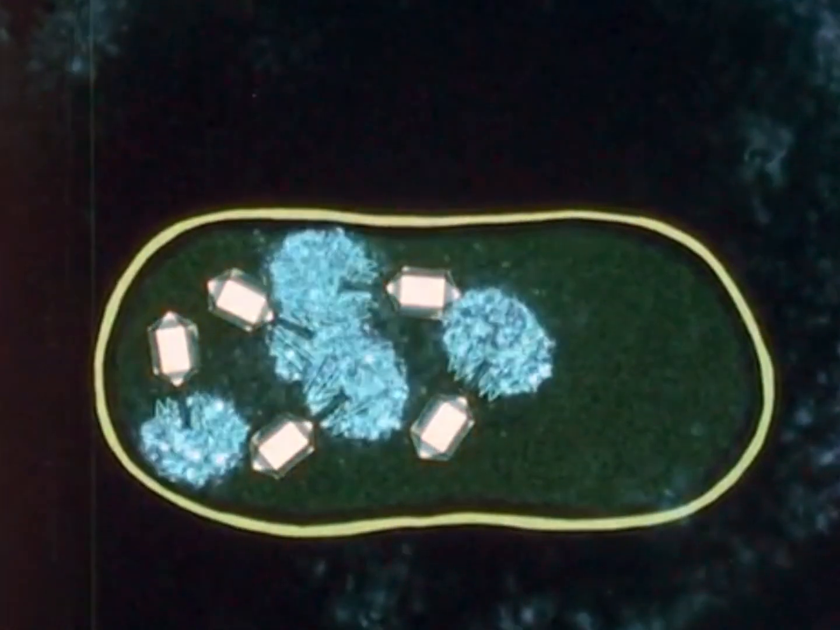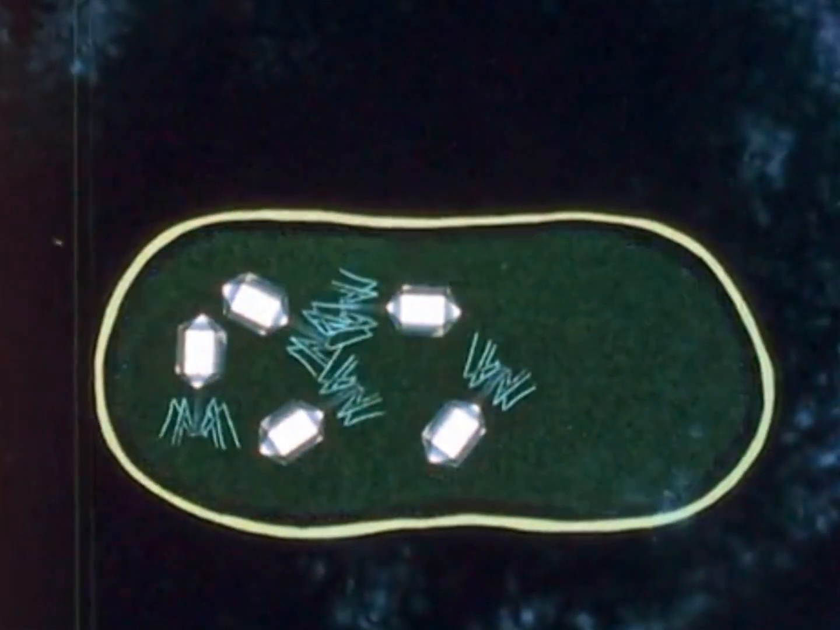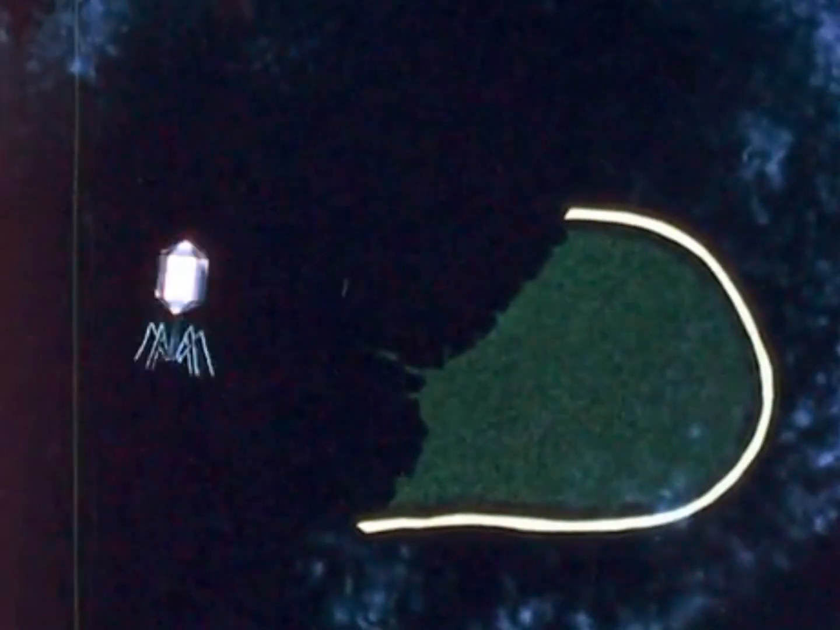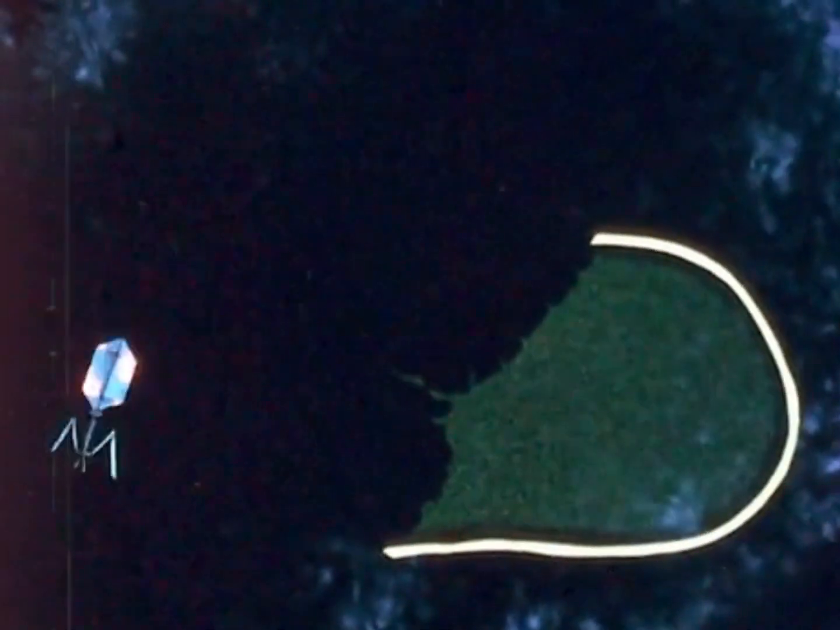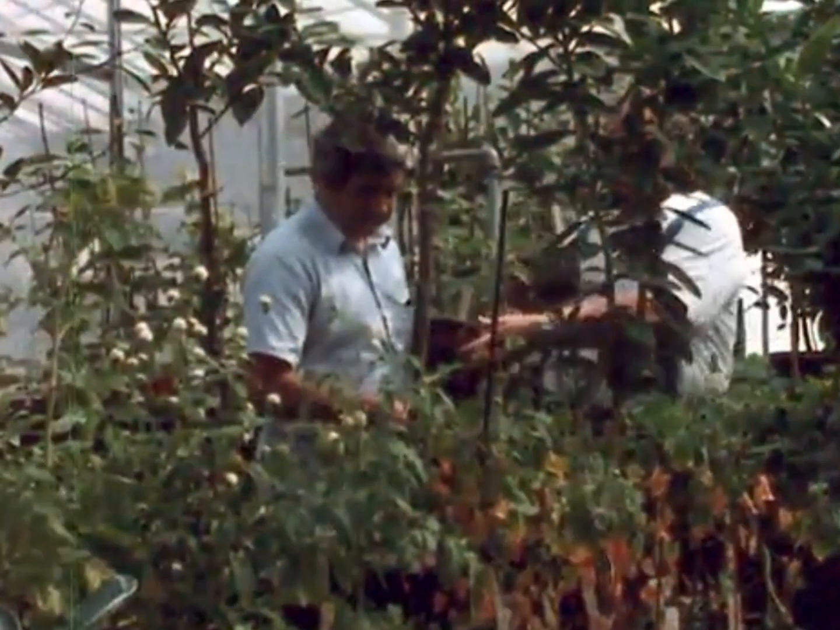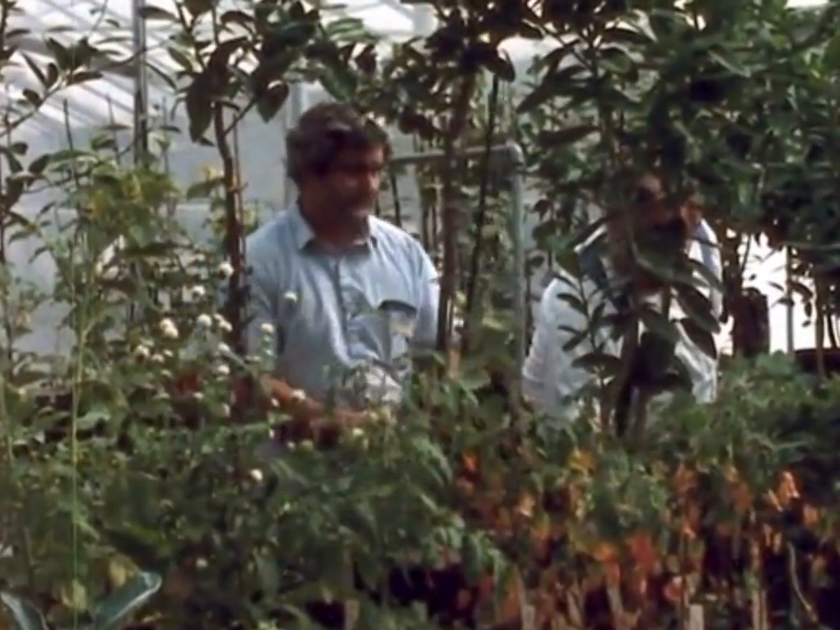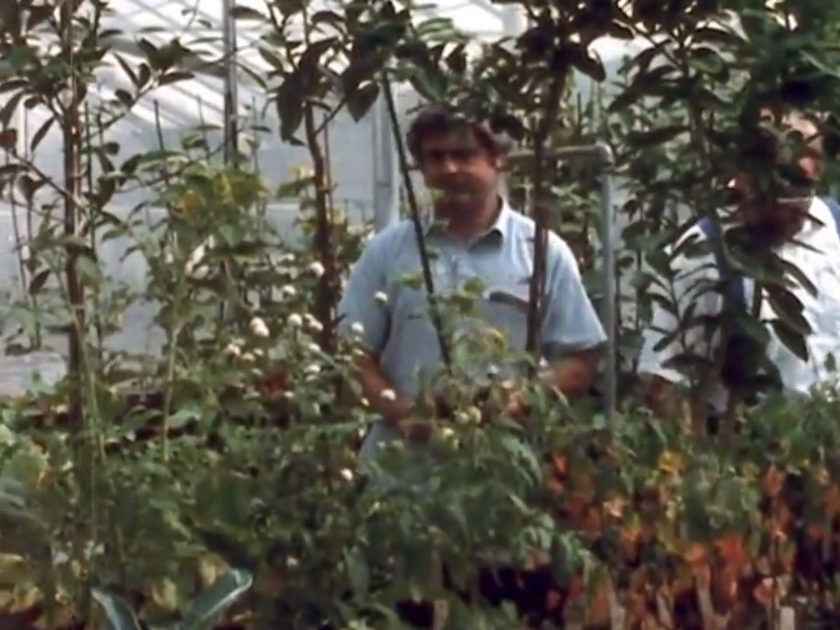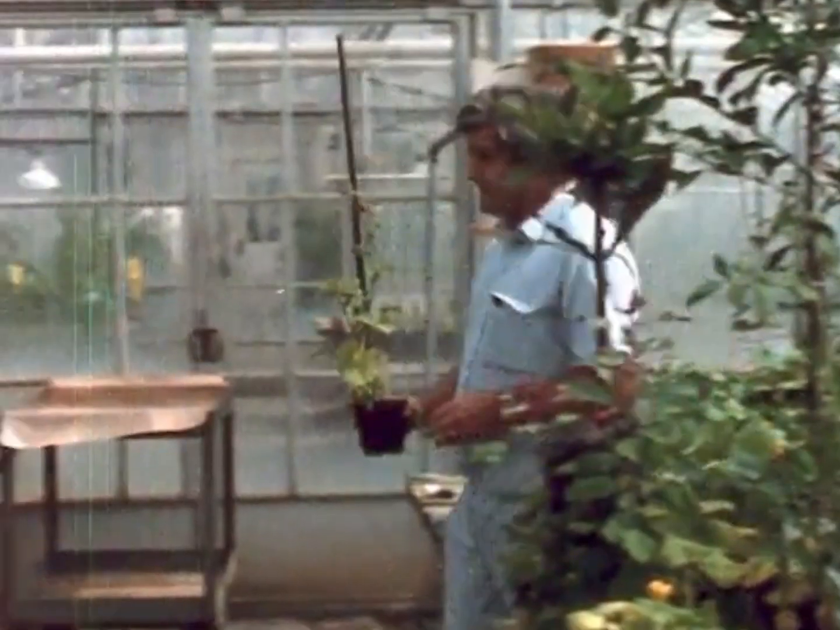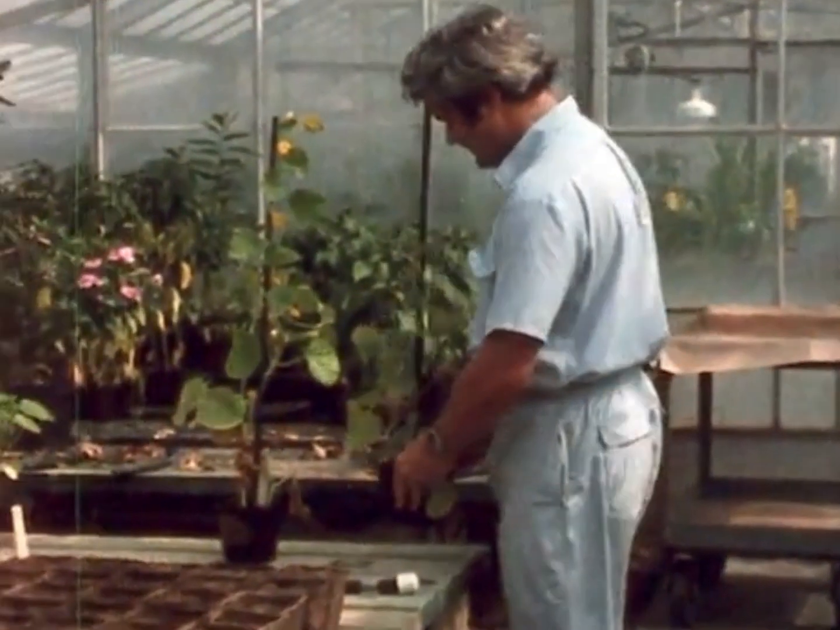Once again, the host cell is destroyed, and a new generation of phage are released to invade new hosts. Plant cells also play host to viruses. Often the virus is injected through the cell wall by insect carriers, such as aphids and whiteflies.